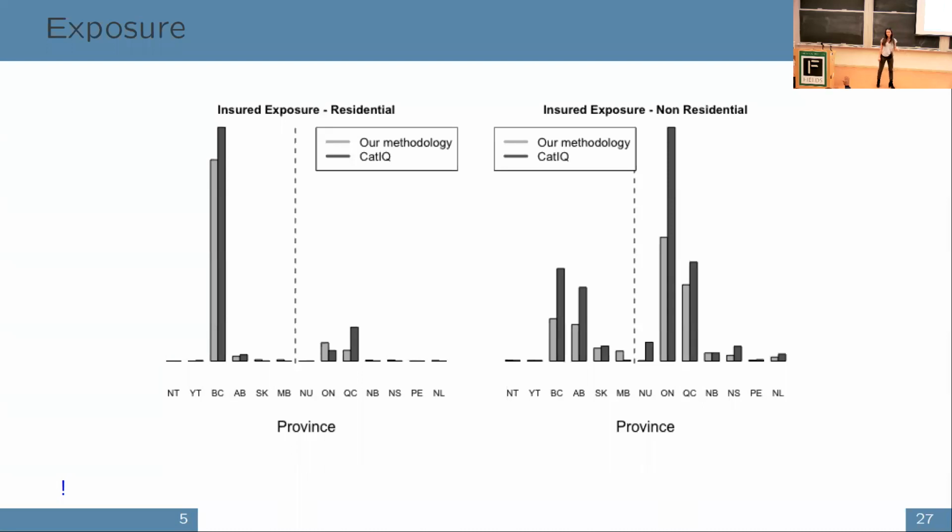Sorry, are these the same vertical scale? No? Okay. And it's in billions of dollars, but we'll see later that the amounts, it's just to show that we have more residential and non-residential.